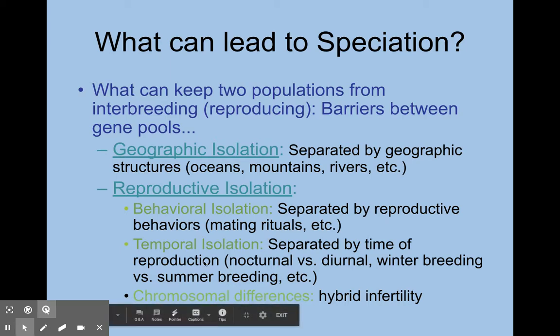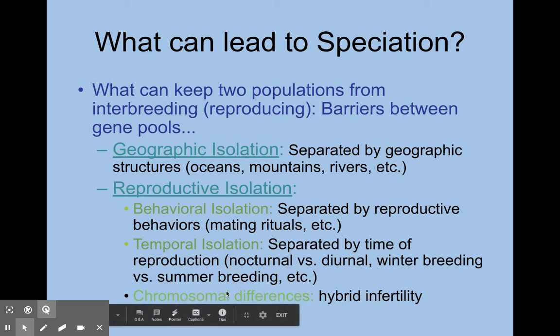There's also temporal, meaning they are now separated by time, whether they are nocturnal and only come out at night, or they might be diurnal, where they only come out during the day, or different species have different breeding times, such as winter or summer. So each of these different types of speciation creates a new species. So these are all adaptations that happen within a species.